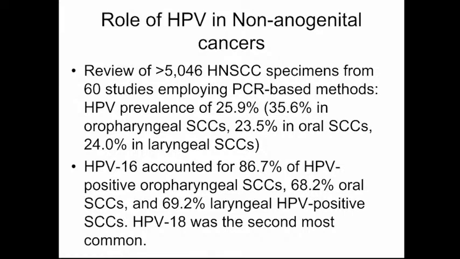Of this, HPV type 16 accounted for almost 87%. And you can see the figures are high across the board for all head and neck squamous cell carcinomas. And HPV type 18 was the second most common. So both in the anogenital area and in non-anogenital cancers, type 16 consistently was the most important type, followed by type 18.